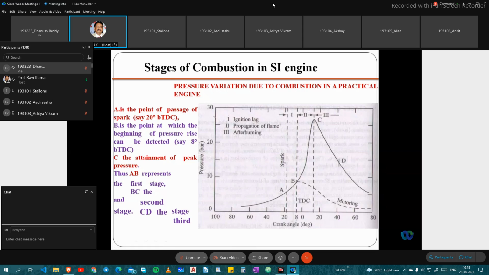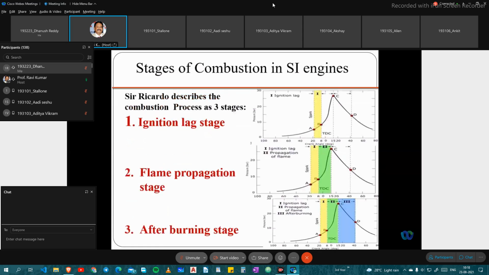And we are going to see the three stages of combustion: first stage, second stage, and third stage. The stages of combustion can be given in different fashions. Sir Ricardo describes the combustion process in three stages. He is the scientist who identified the flame phenomena inside the combustion chamber of a spark ignition engine. We call this the combustion process in SI engines, and we remember his name.